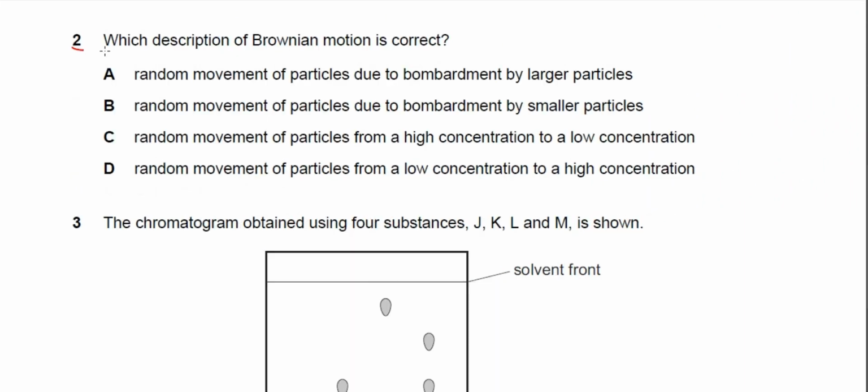Okay, so this is question 2. It says which description of Brownian motion is correct. We can easily say this is according to the definition. This is caused by the bombardment of smaller particles present in the air. So B will be the correct answer.